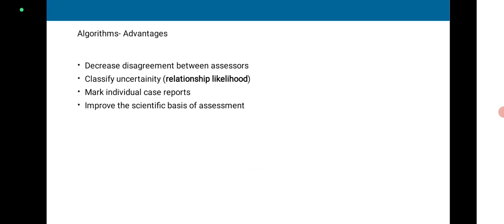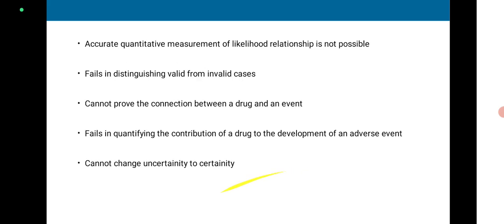Now we will see the advantages and disadvantages of the algorithms which are being used. The advantages of algorithms include: decreasing the disagreement between the assessors, classifying the relationship likelihood of the reaction, scoring individual case reports, and improving the scientific basis of assessment.